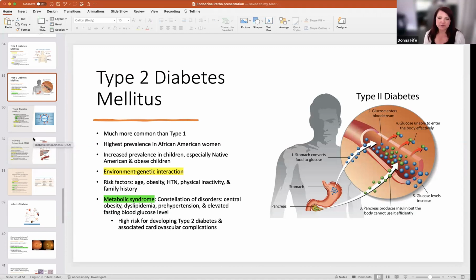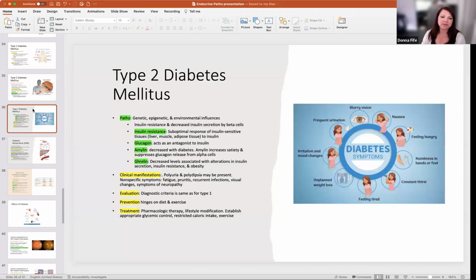Metabolic syndrome is a constellation of disorders. The patient has central obesity, dyslipidemia, prehypertension, and an elevated fasting blood glucose level. With metabolic syndrome, there's a high risk for developing type 2 diabetes and associated cardiovascular complications.